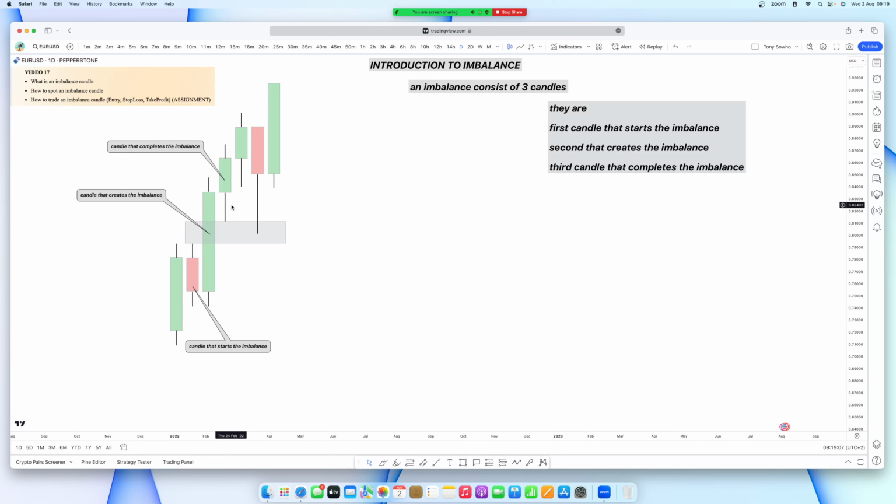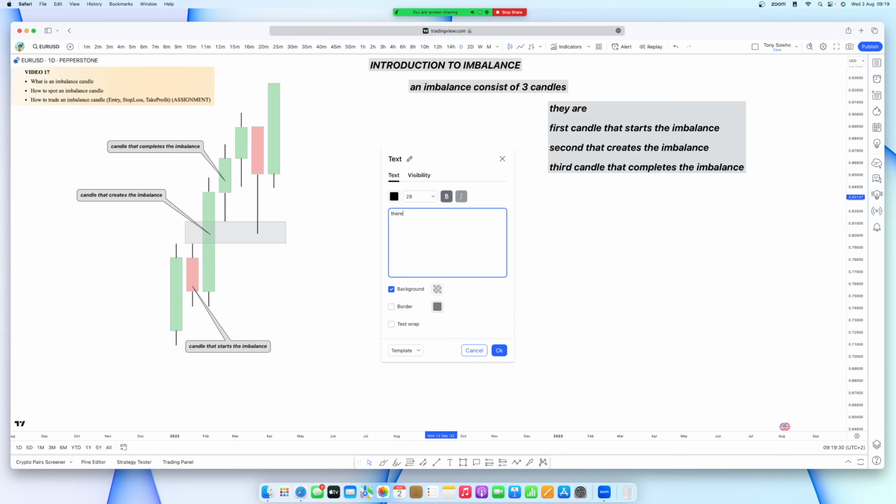So now, how do you trade an imbalance candle? How do you trade it? It's very easy to trade. Already you know where your entry will be. Your entry would be inside the imbalance. Now, there are three entry techniques when it comes to trading the imbalance.